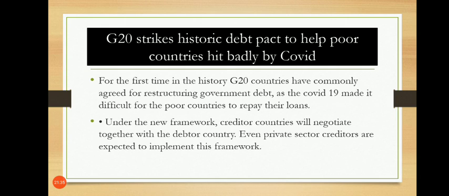Now what is the problem? The problem here is that this has been a step taken for the countries who cannot repay the loans. Okay, so the poor countries would be benefited from this program. So the G20, it has formed a new framework. Creditor countries will negotiate together with debtor country.